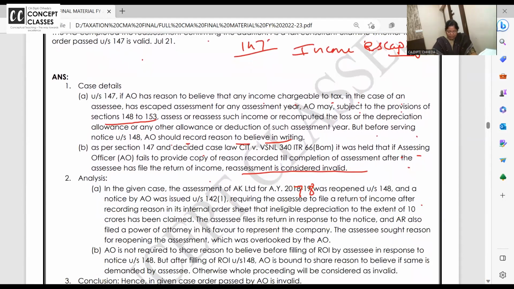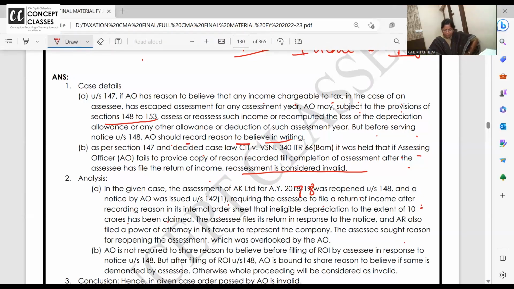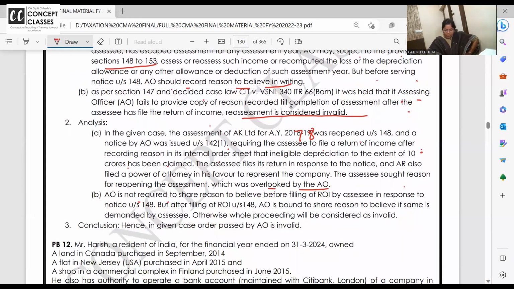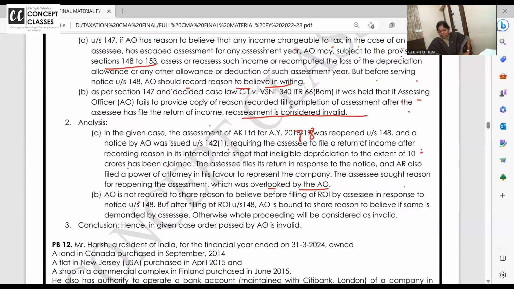Assessment of 1718 was reopened and a notice by AO was issued requiring the SSC to file a return of income after recording reasons in its internal order sheet that ineligible depreciation to the extent of 10 crore has been claimed. The SSC files its return and the SSC has sought reason for reopening which was overlooked. AO is not required to share the reason to believe before filing of return of income, but after filing of the return, AO is bound to share the reason to believe if the same is demanded by SSC.